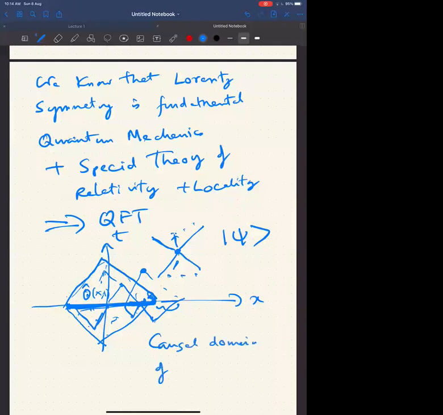Sir, can you repeat the top part? Like, what exactly does that signify?